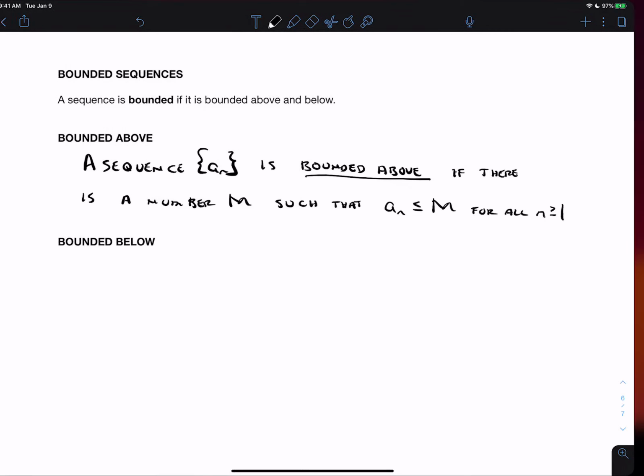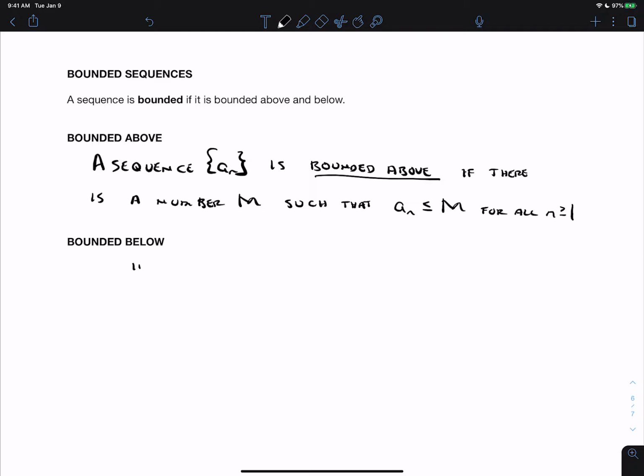A sequence is bounded below with the same definition: if there's a number n such that all the terms are bigger than that, a_n greater than or equal to n, for n greater than or equal to 1 still.